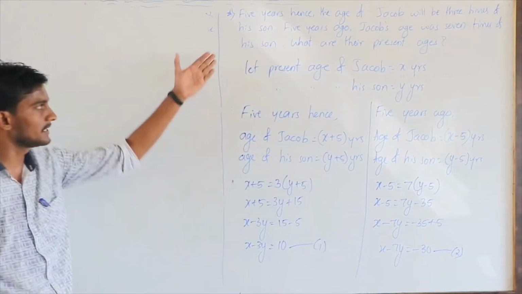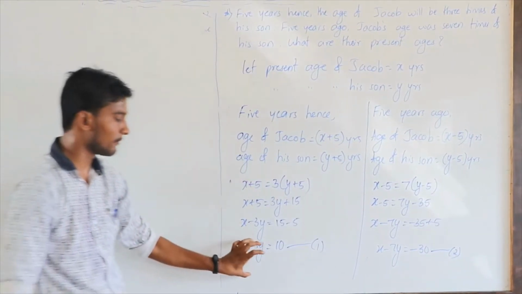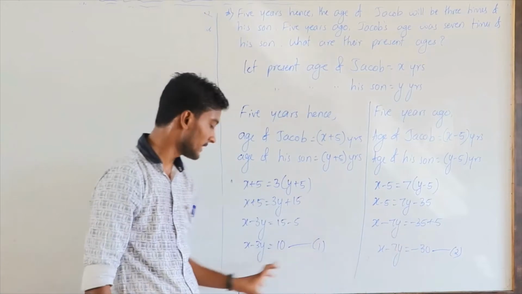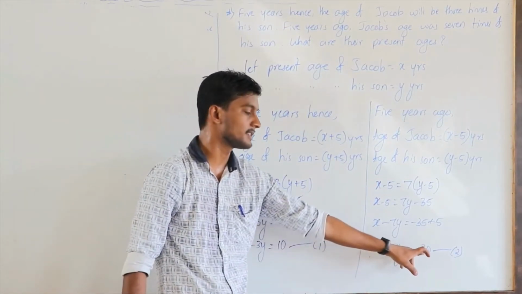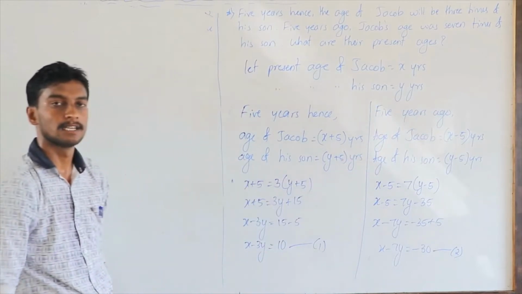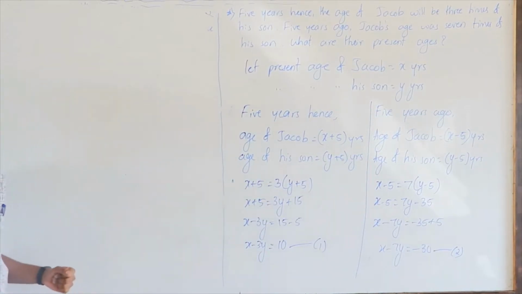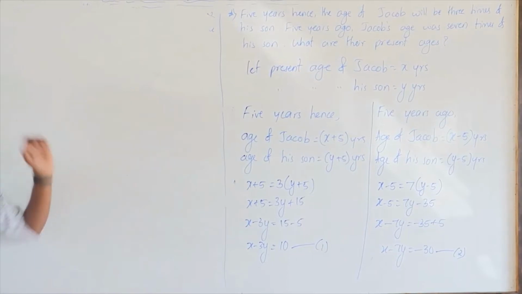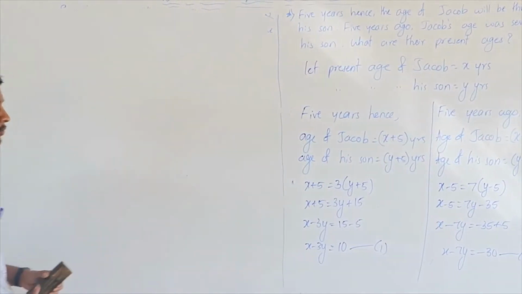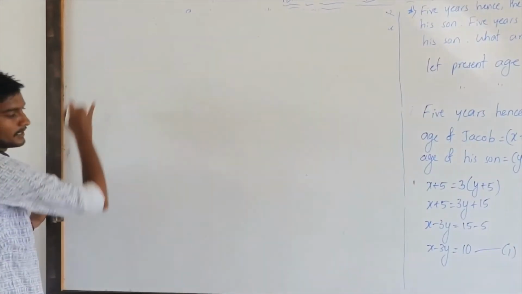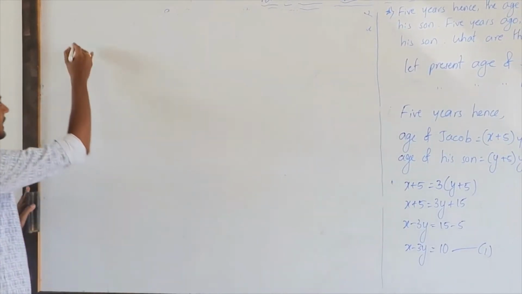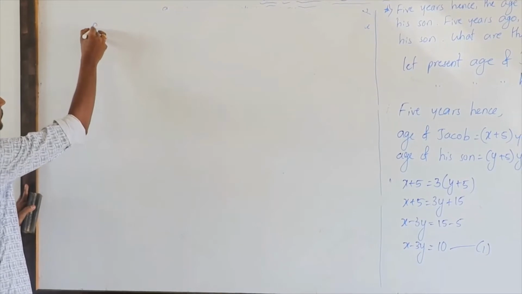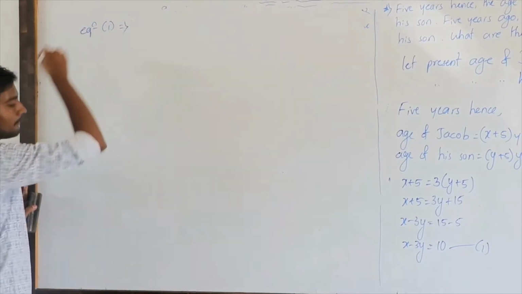So by using the statements, we have formed two linear equations here. One is x minus 3y is equal to 10, another one is x minus 7y is equal to minus 30. By using those two equations, by the substitution method, we have to find the values of x and y. So here you can consider equation 1 or equation 2. I will take equation 1. Equation 1 implies.